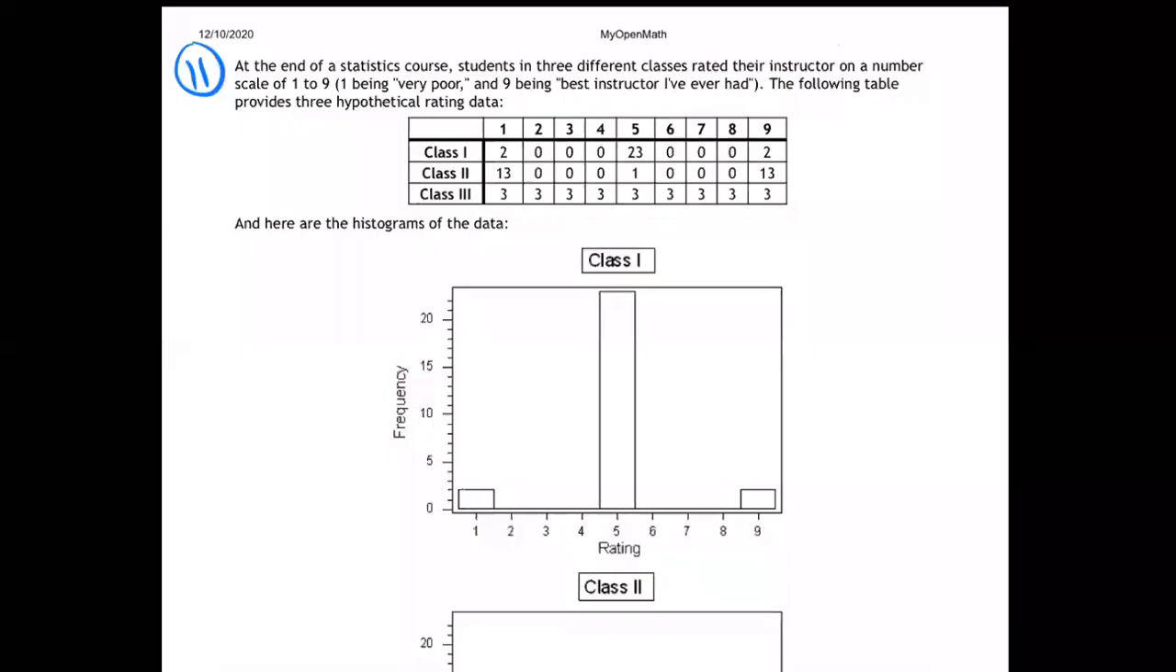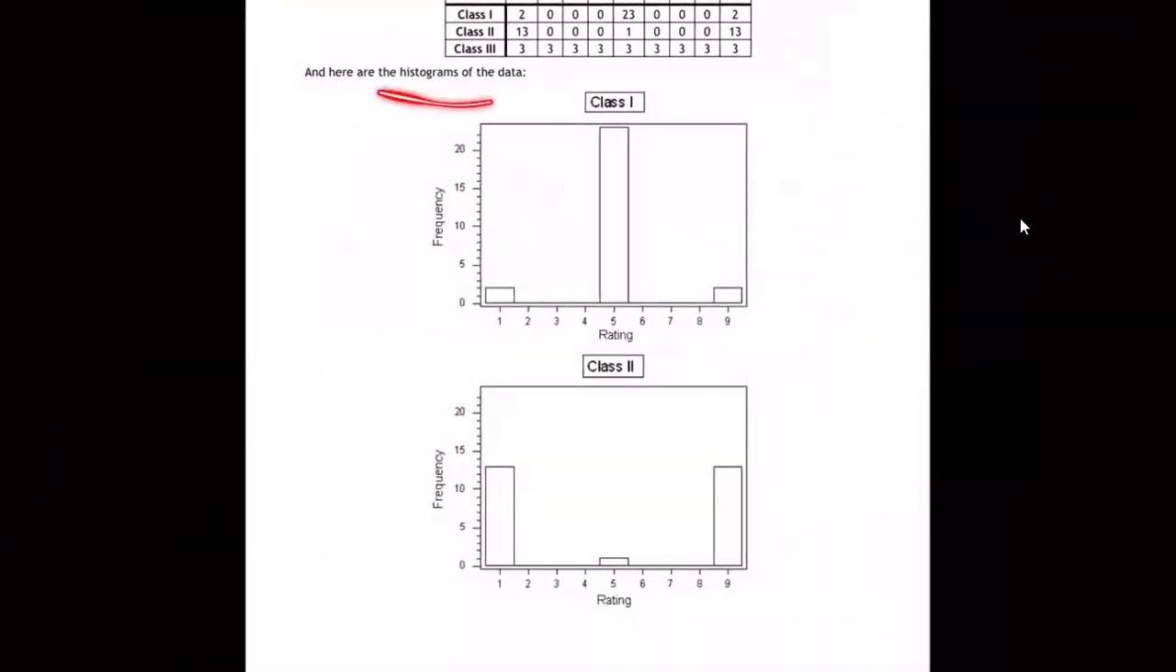All right, number 11. At the end of a statistics course, students in 3 different classes rated their instructor on a number scale of 1 to 9, 1 being very poor, 9 being the best instructor ever had. Following table... Okay, so you can look at this. I'm not going to worry about that. I'm going to look at the pictures. Pictures are more helpful. The histograms, the bar graphs.